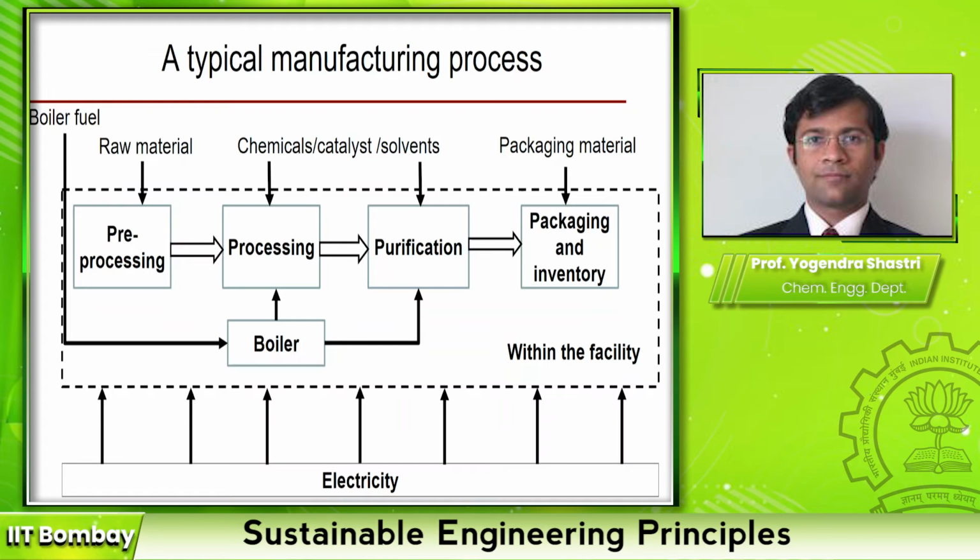Almost all steps will require some kind of an electricity input, be it in the form of pumps, compressors and so on, or just the overall management of the facility. So this diagram typically represents a typical manufacturing process. Whatever is shown in the dashed box is what is existing within the plant boundary, and whatever is shown outside is coming from outside and used by the plant.